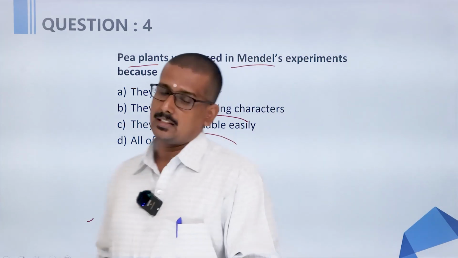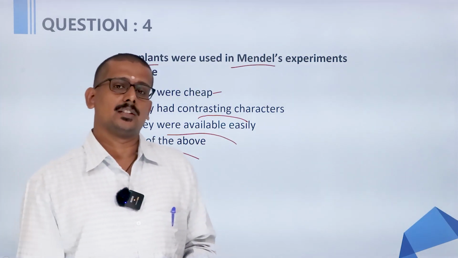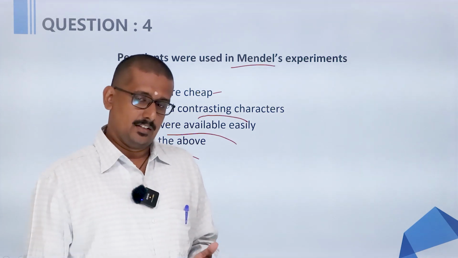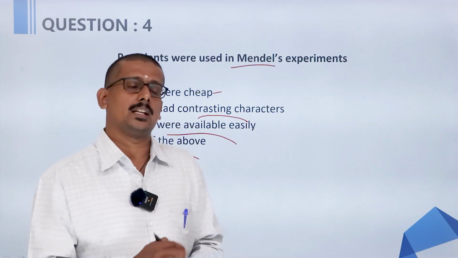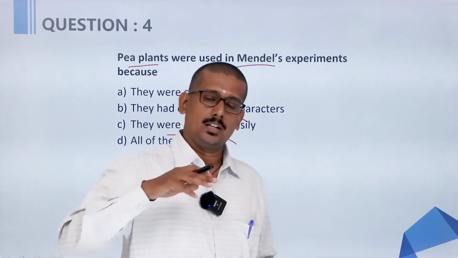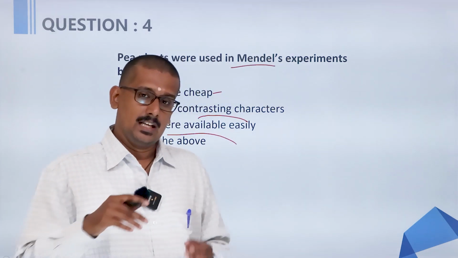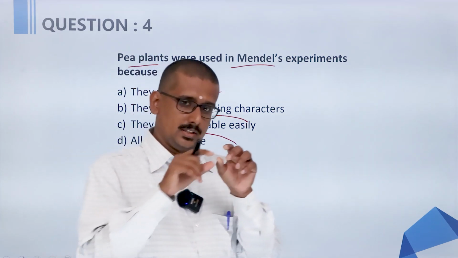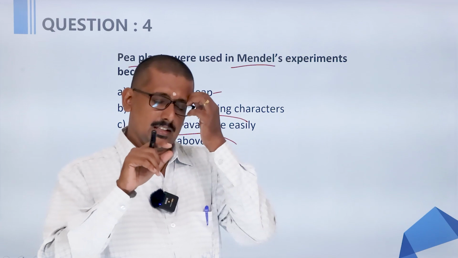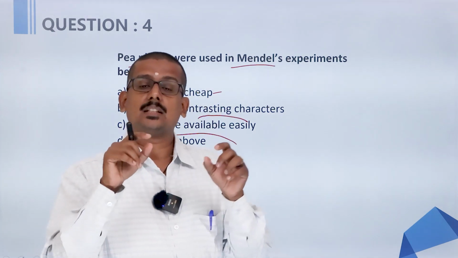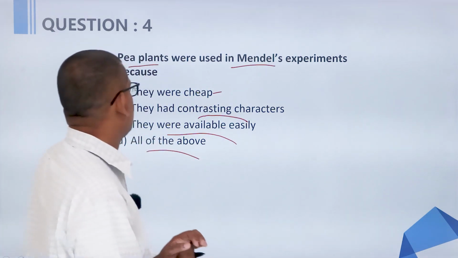Why? Because we know there were seven characters that he observed. One was axial flower or terminal flower, at the tip. The next one was tall plants, and a few of them were dwarf. Then the pea pod, which was wrinkled or smooth. Then another one was the shape and thickness. So there were seven contrasting characters.